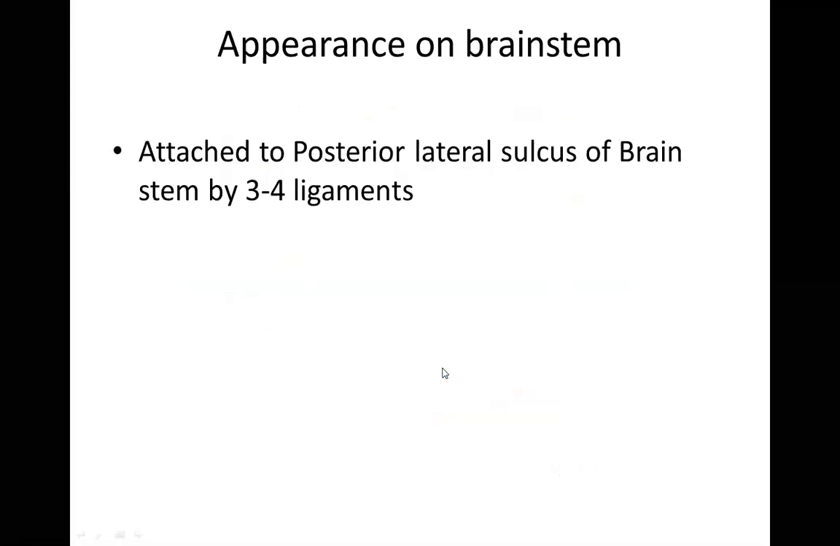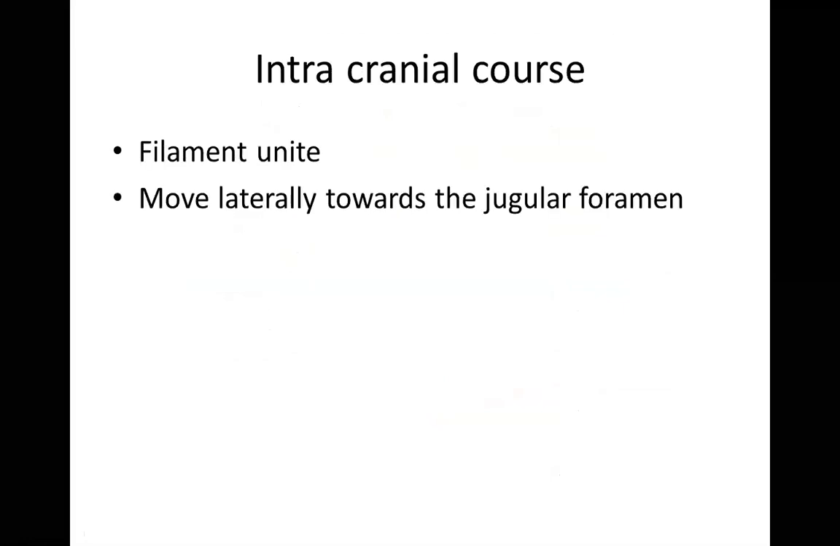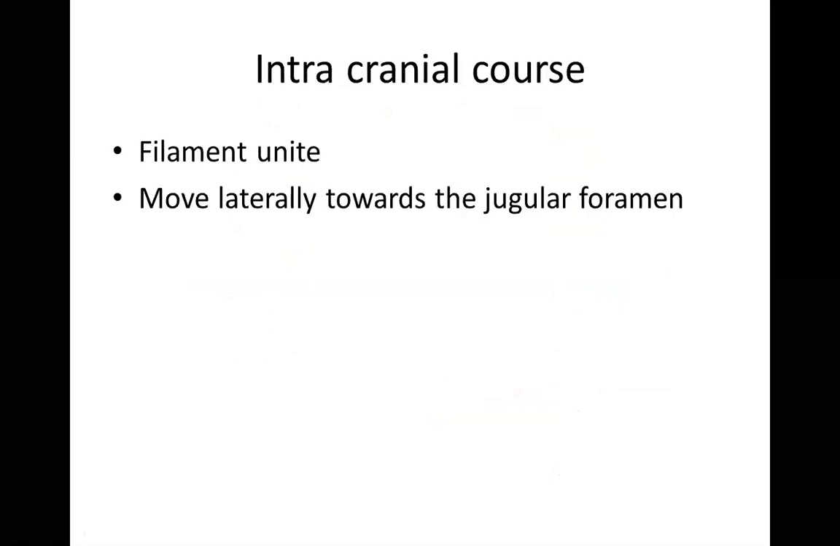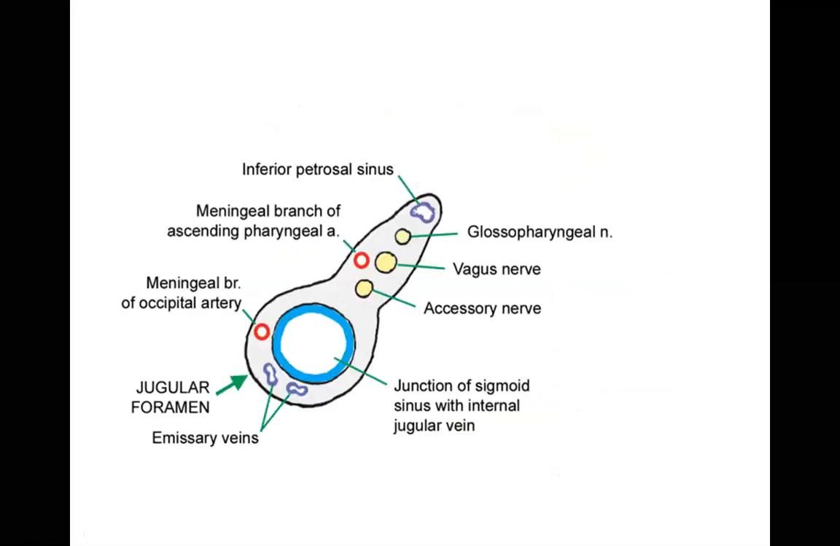On the brainstem, it is attached to the posterolateral sulcus of the brain, okay, by 3 to 4 filaments. These filaments unite, they move laterally towards the jugular foramen. Jugular foramen is from where the internal jugular vein exits, and that's the same point from where the glossopharyngeal nerve also comes out. So exit from the skull is from the middle part of the jugular foramen. So here you can see the diagram of the jugular foramen, where posteriorly there is internal jugular vein and anteriorly there is inferior petrosal sinus, and in between are the 9th, 10th, and 11th cranial nerves.